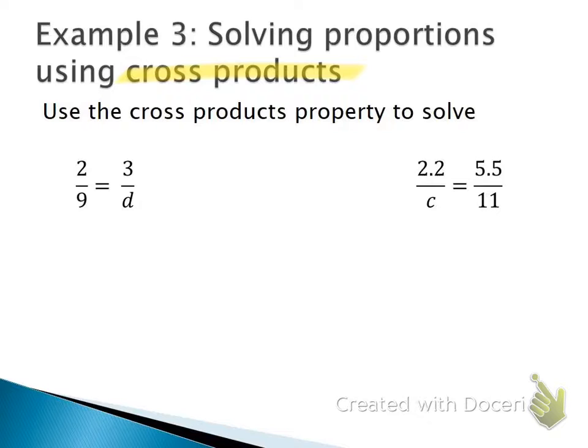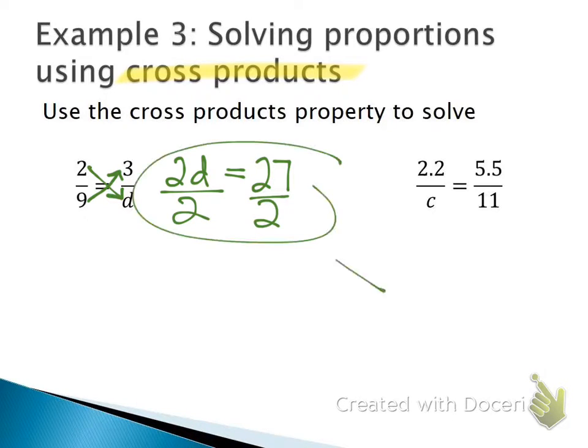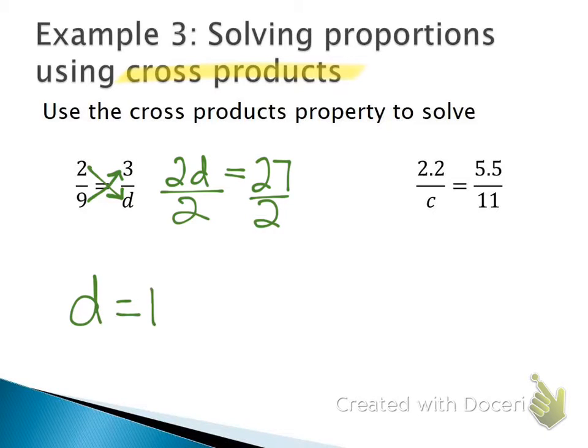So cross products is exactly what it sounds like. It's multiplying the terms that are cross or diagonal from each other. 2 times D is 2D. 9 times 3 is 27. How do I solve for D? Nope. I'm already multiplying. Divide both sides by 2. You must have this work on your homework to get credit. You cannot simply just do it in your head. D equals 13 and a half.